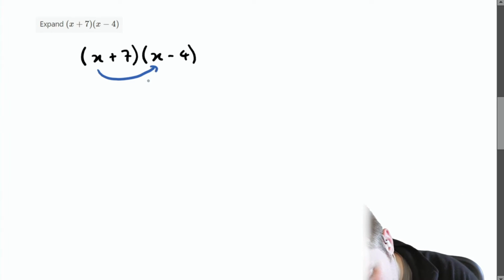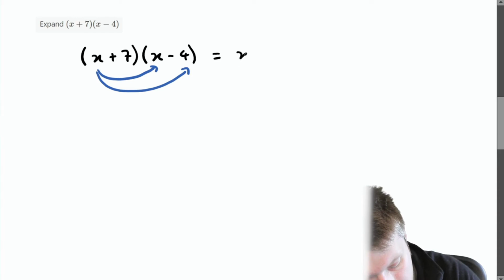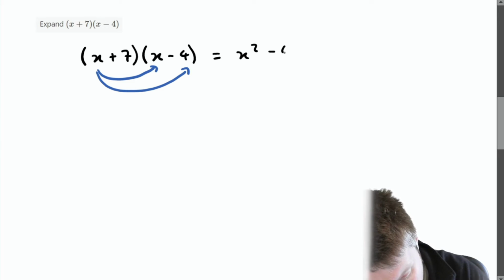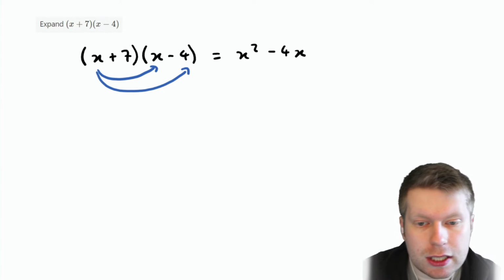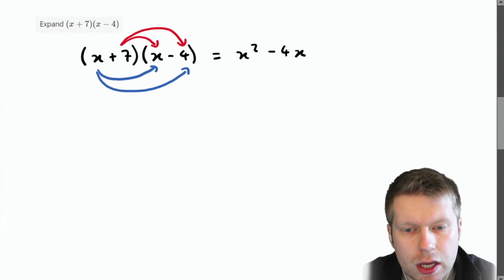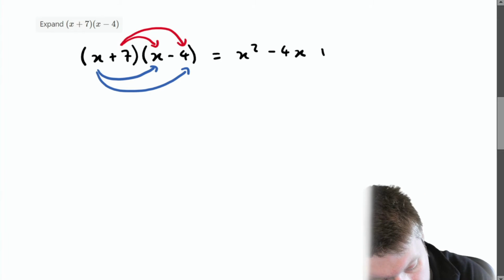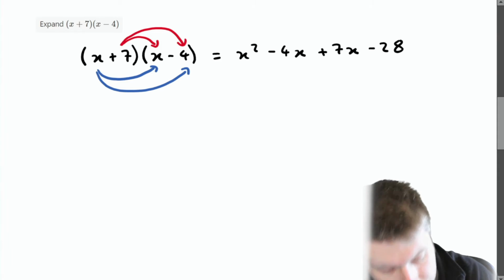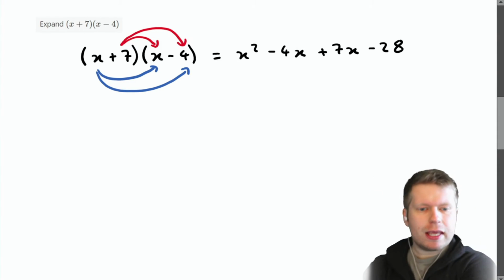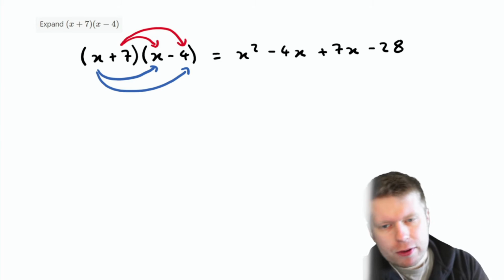So if I take this x and I distribute it over both of these terms, I'm going to get x times x, which is x squared, and I'm going to get x times negative 4, which is negative 4x. Then I just need to go back and make sure I distribute the 7, the second term in my first bracket, over everything in the second. So 7 times x, that's going to give me positive 7x. And then 7 times negative 4 is going to give me negative 28. So a good way to think about this is to make sure that everything in the first bracket meets up with everything in the second bracket.